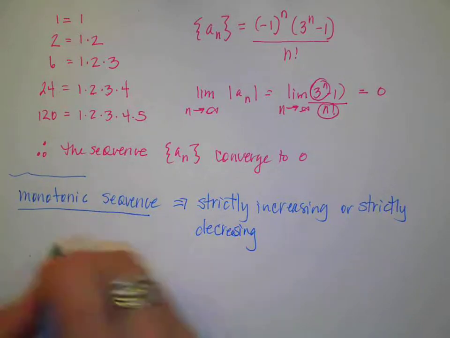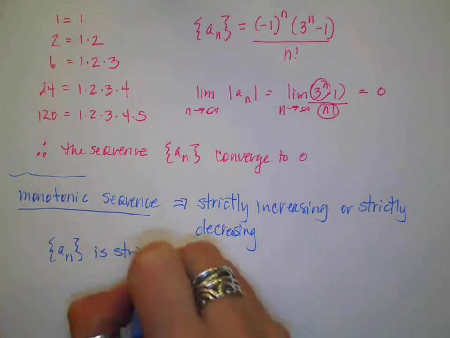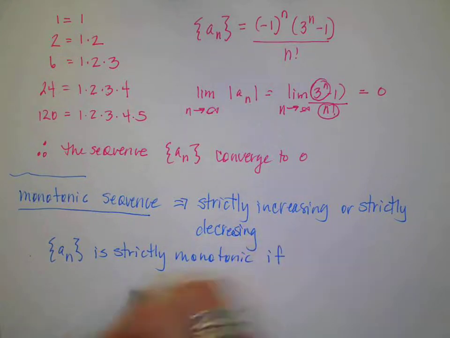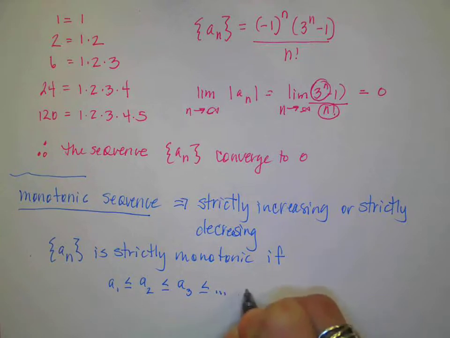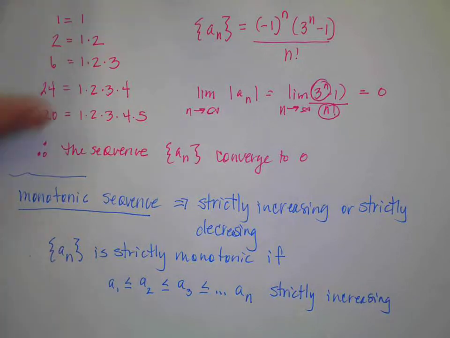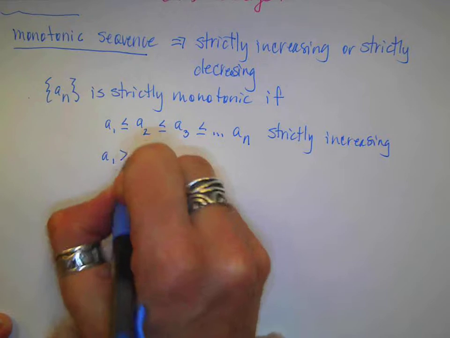Okay, and so then we're going to put this information in terms of a sequence. So I'm going to say a sub n is strictly monotonic if the first term is less than or equal to the second term, which is less than or equal to the third term, etc., is less than or equal to a sub n. And if this is true, then this one would be strictly increasing, because it means that the value of the individual terms of the previous term would always be less than the value of the subsequent term.